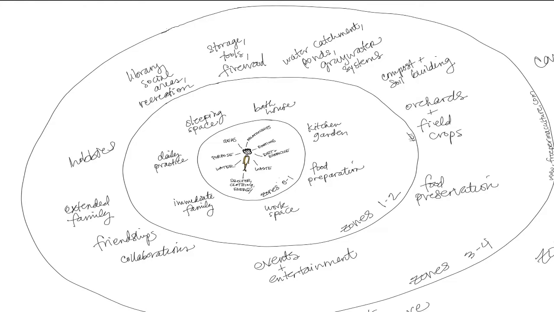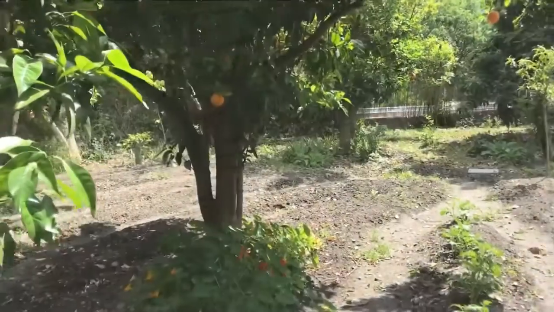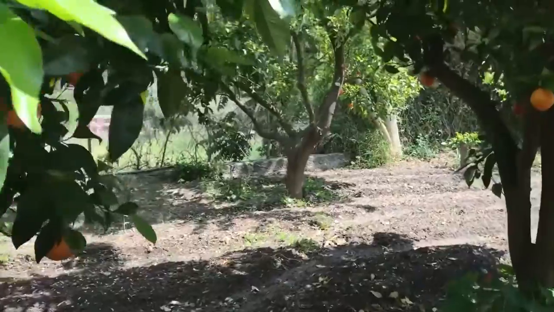So then you get into zones 3 to 4, and these are places that you don't visit as often, maybe every couple of weeks, maybe once a week. And if you live in an urban area, then that's going to include places like the library, social areas, maybe the local coffee shop, etc. Whereas if you live in a rural environment, then you're going to have more space around you for things like water catchment, ponds, storage, tools, firewood. So it's all site specific. It depends on you and your lifestyle and what you need in your specific zones.